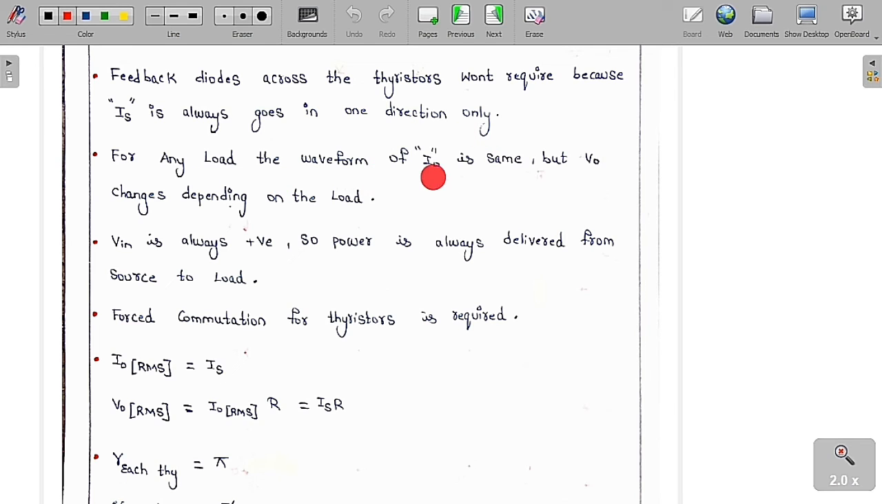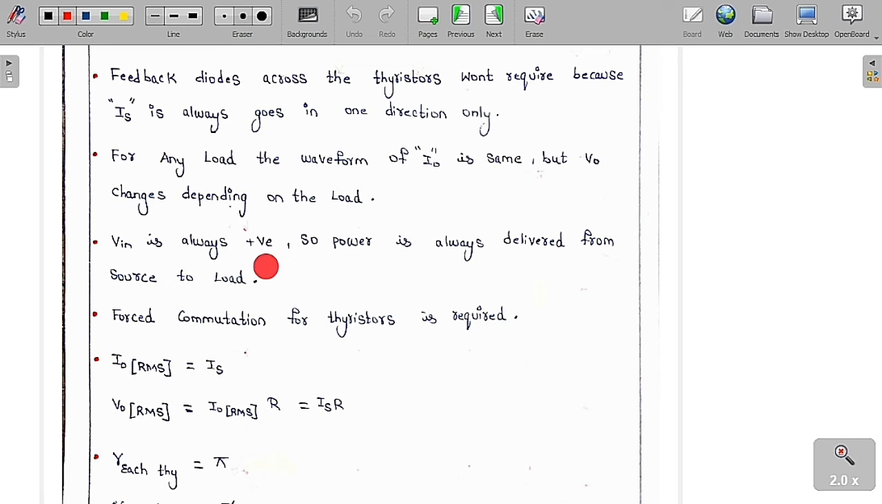For any load, the waveform of I0 is the same, but V0 changes depending on the load. I have already told you, irrespective of the load, the output current waveform is always the same. The only thing that changes is the output voltage, based on the load elements.